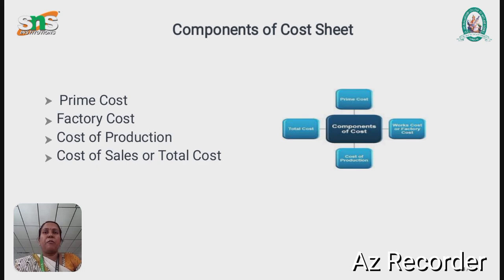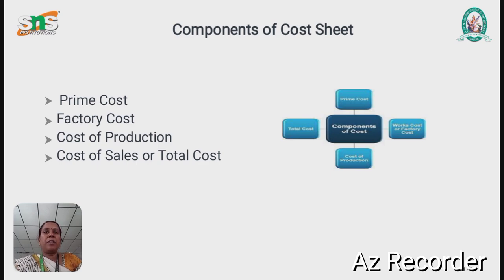Factory cost. Factory cost is the sum of the prime cost and factory overheads. Factory cost is known by other names such as work cost, production cost, or manufacturing cost. Factory cost equals prime cost plus factory overheads.